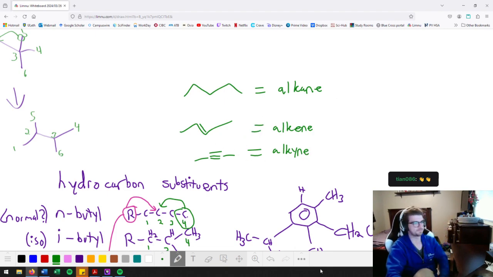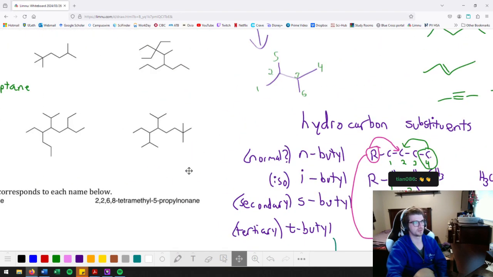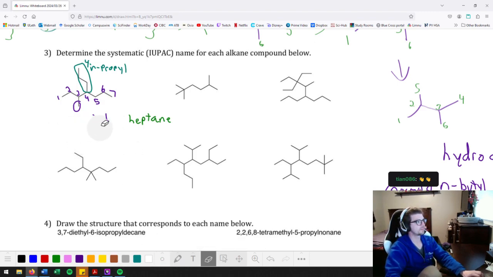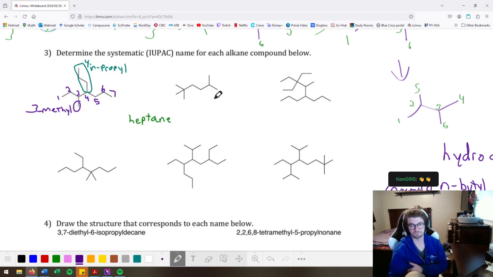Canes, kenes, kynes. If you can keep those straight, you can name 80% of things in organic chemistry. Okay, so again, these are all single bonds, so this is a heptane. But now we've got a 3-methyl, and we've got a 4-N-propyl.